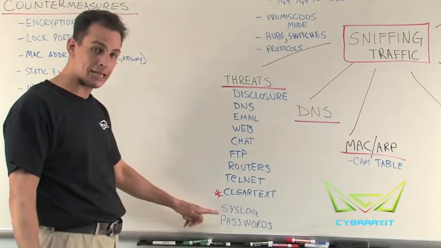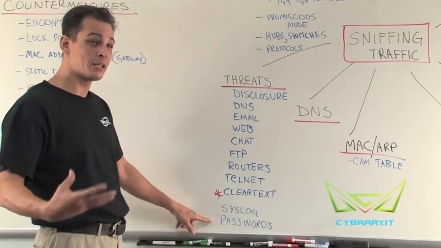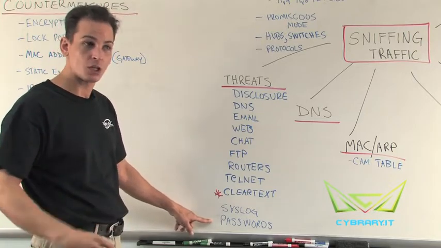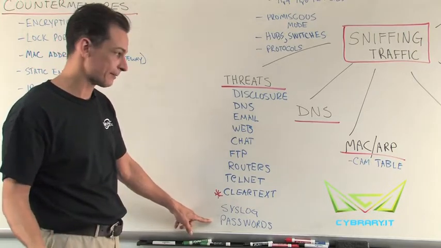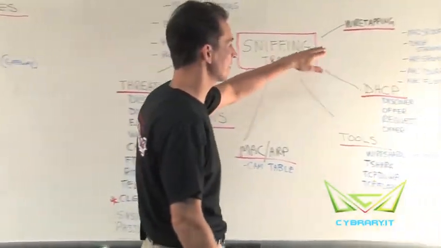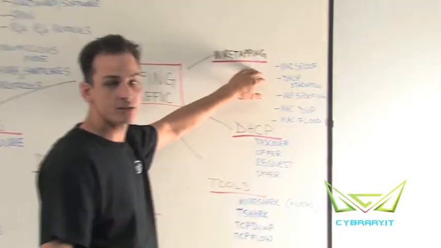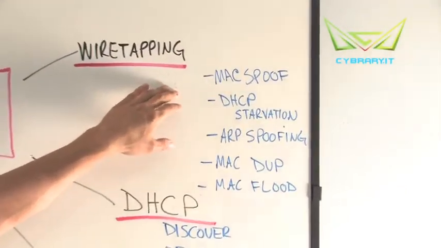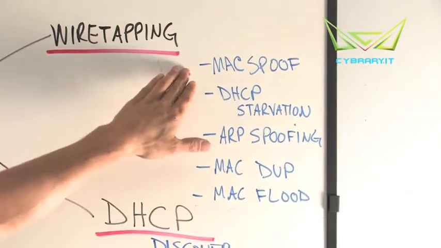And you'd be surprised how many passwords are encrypted in the application, but as soon as that application talks to another application, they actually send the passwords in clear text. Next, we can move over to wiretapping, because that leads us to the different types of attacks that ultimately will take place. So, MAC spoofing.